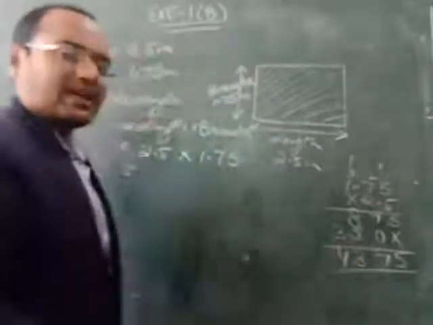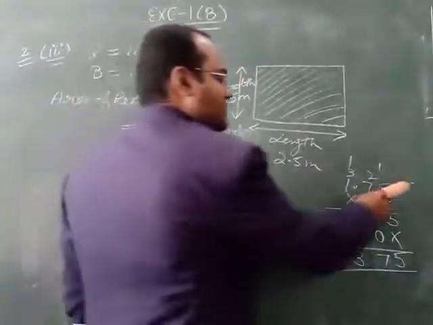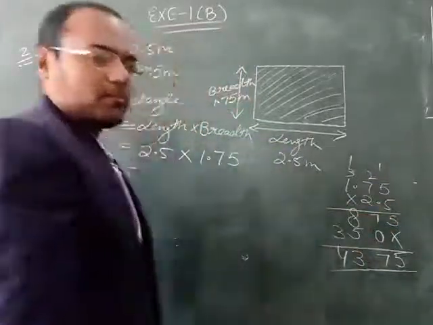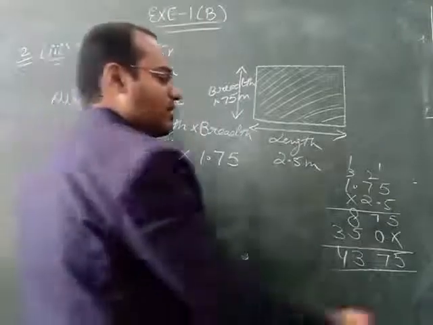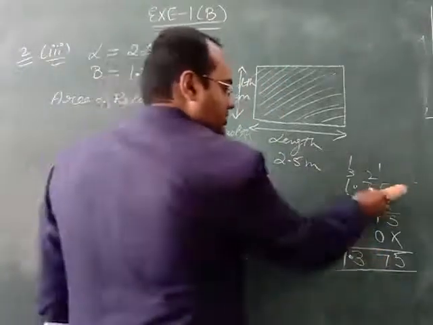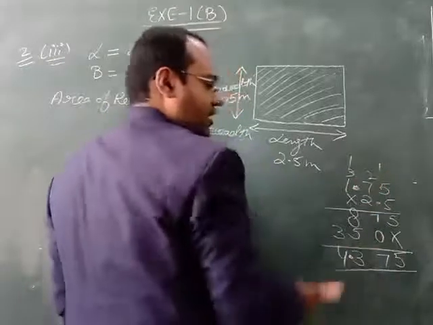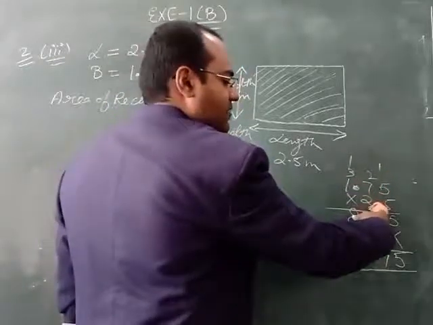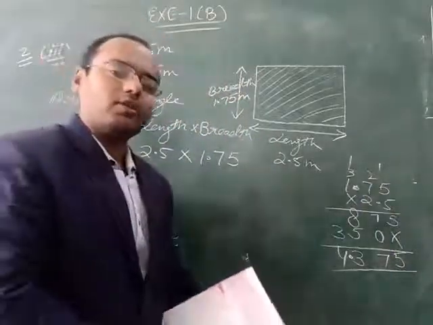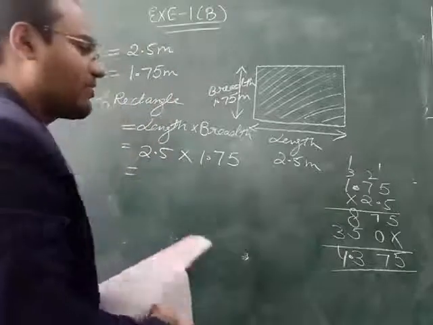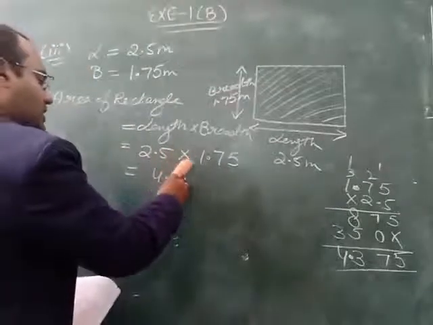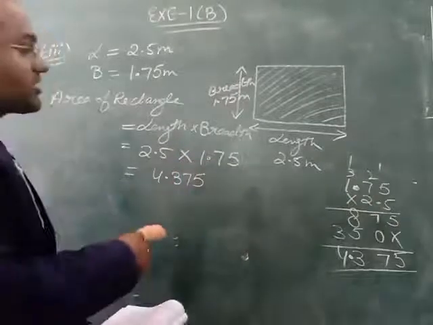Now we have to put the decimal also. Here the point is before 2 digits. Here the point is before 1 digit. So in total 3 digits are there. We have to put the point before 3 digits. Here after the point 2 digits are given, and here after the point 1 digit is given. So in total 3 digits, so we have to put the point before 3 digits. So here we are getting our answer, 4.375. This is the answer of the area.